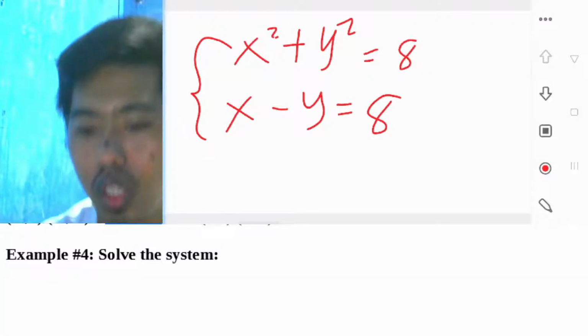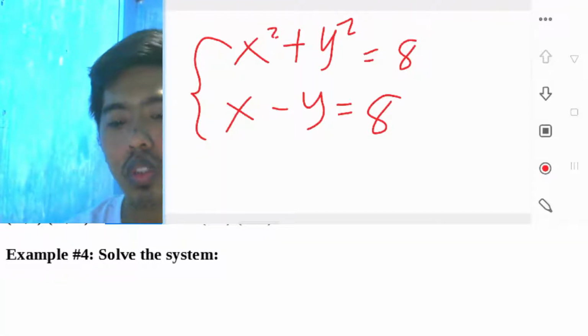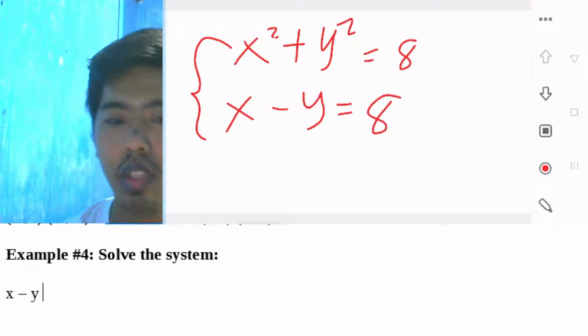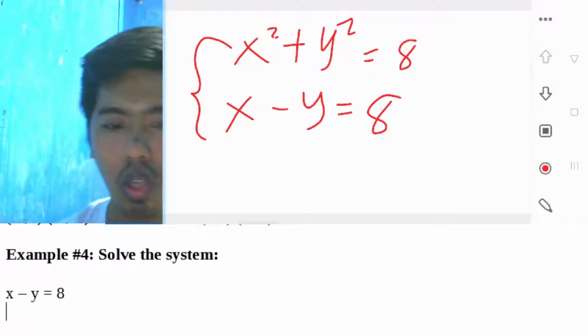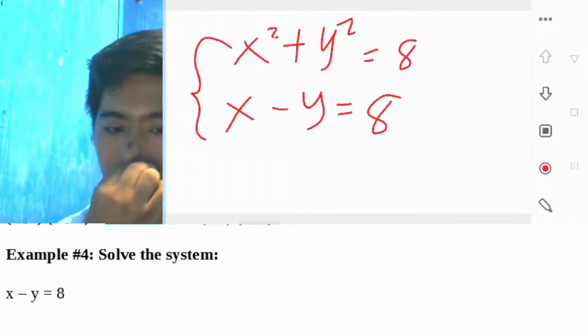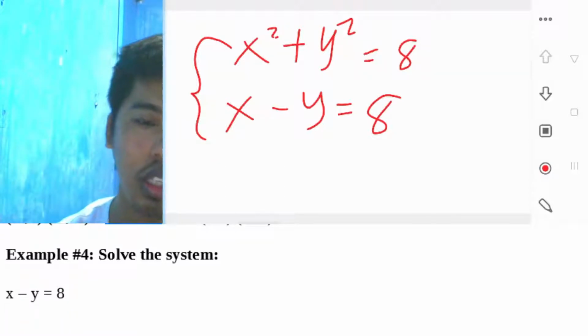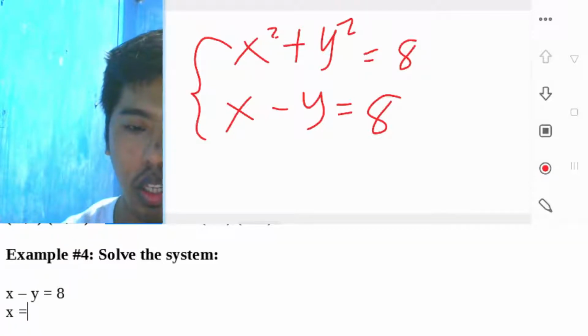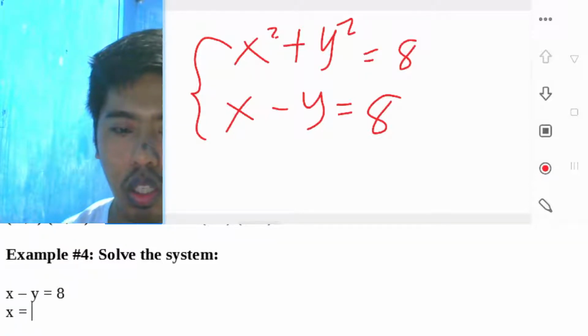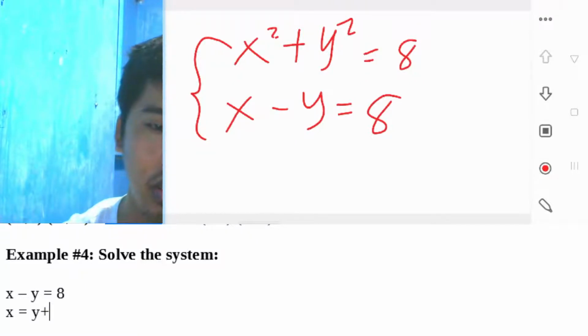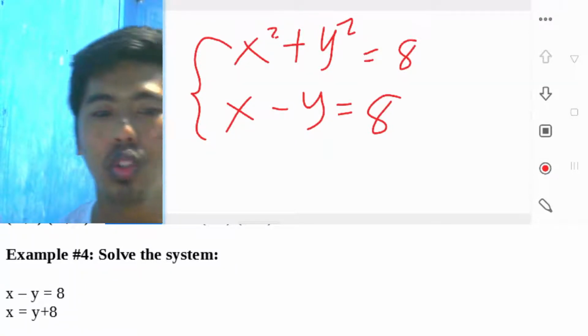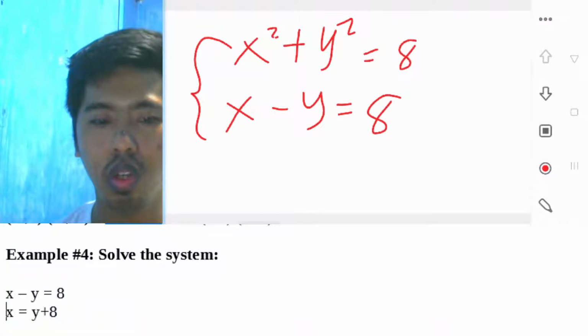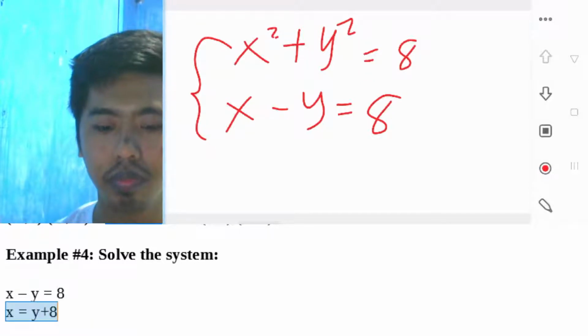Okay, so let's start with the second equation, since it's kind of easy. x minus y equals 8. So I'm going to put the y onto the other side, so that I can have the x. So x equals 8 plus y. So I have the value of x already.